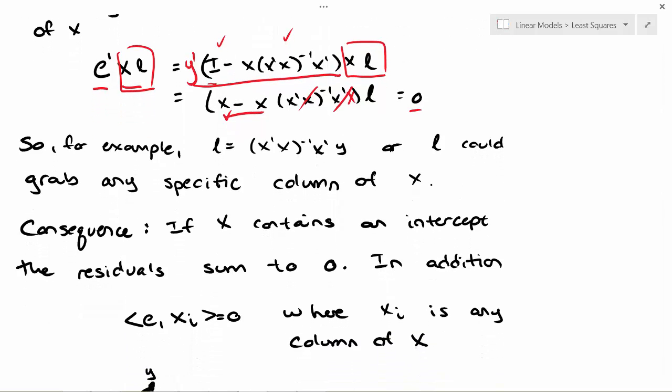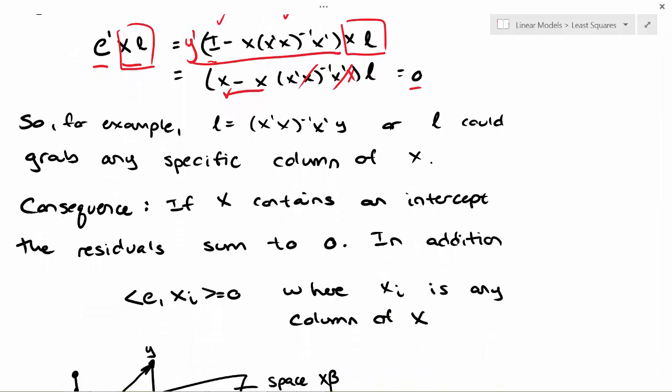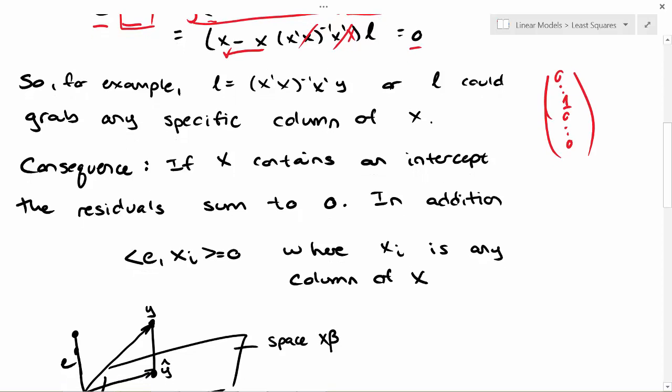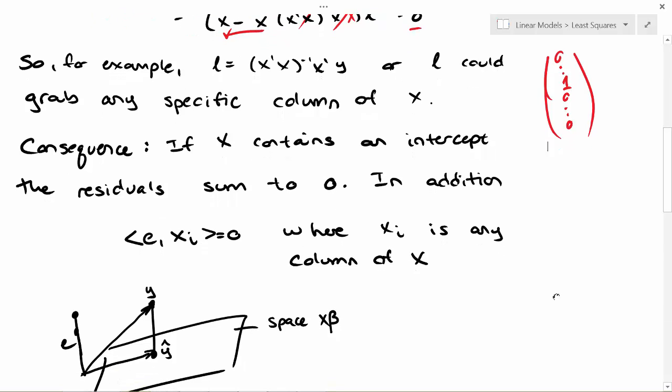So for example, if l is (X transpose X) inverse X transpose y, or beta hat, then we multiply X times beta hat to get y hat. We see that the residuals are orthogonal to y hat. In addition, l could grab any specific column of X. It could be a collection of zeros, a 1, and a collection of zeros, and then multiplication of X on the right by this vector would grab that specific column. So in other words, the residuals are orthogonal to any specific column of X.